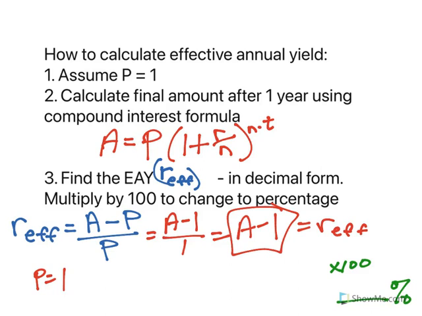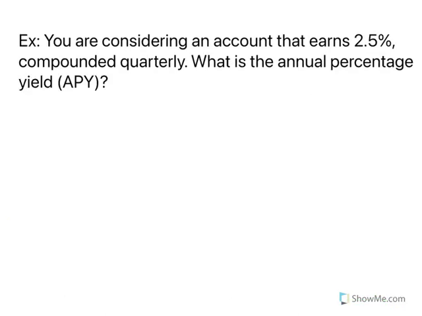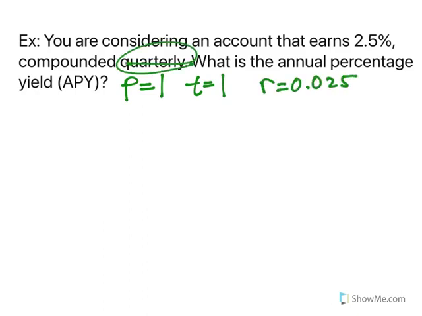Let's do an example and see what this looks like. So you are considering an account that earns 2.5% interest compounded quarterly. What is the annual percentage yield? What is the effective rate? So again, think this through. We're going to assume that P is 1, t is 1. We know that r is 0.025. We're compounding quarterly, so n is 4.